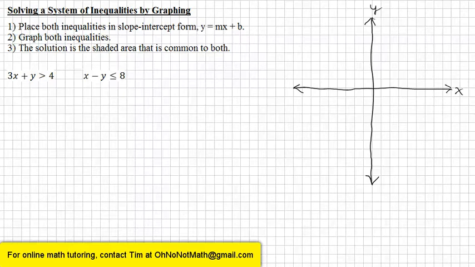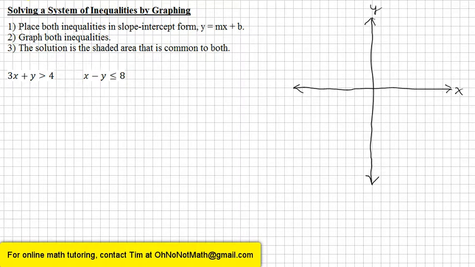Solving a system of inequalities by graphing. There are three basic steps to this type of problem. Number one, place both inequalities in slope-intercept form. Slope-intercept form is y equals mx plus b, where b is the y-intercept and m is the slope. Step two, graph both inequalities. And three, the solution is the shaded area that is common to both.